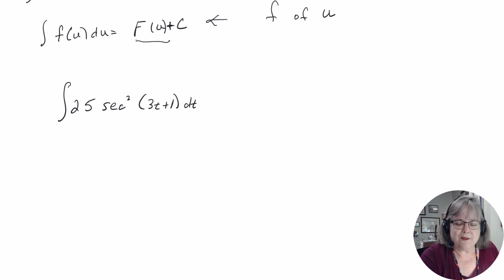So you have to pick something for u. It's usually the part that has the powers in it, and that gets iffy when they've all got powers in it. But it's the inside. You know how when you did the chain rule, you would take the derivative of the outside, loop back in and take the derivative of the inside, right? Or leave the inside alone, loop back in and take the derivative of the inside. That inside part, that's u. All right, so u is 3t plus 1.